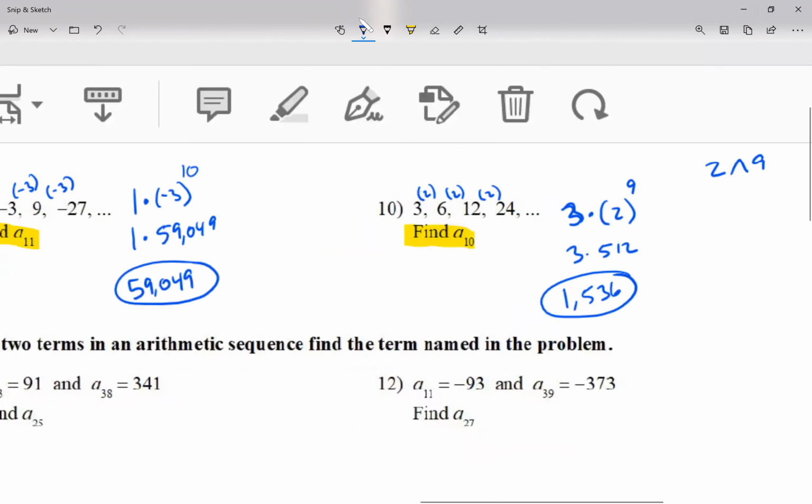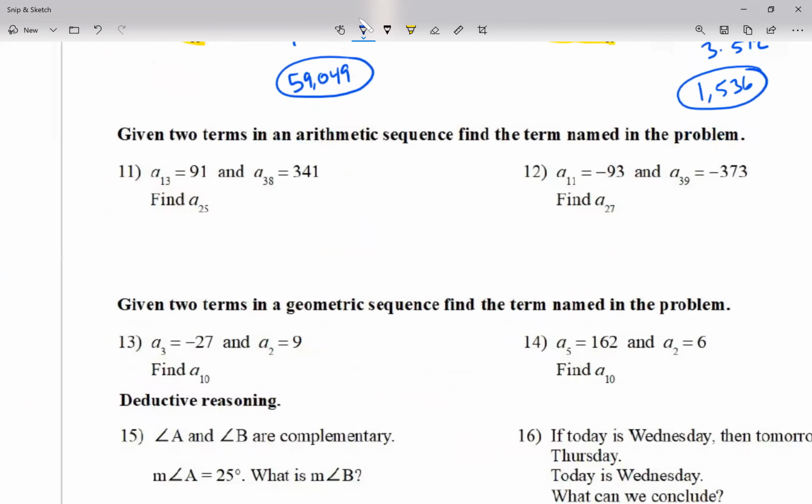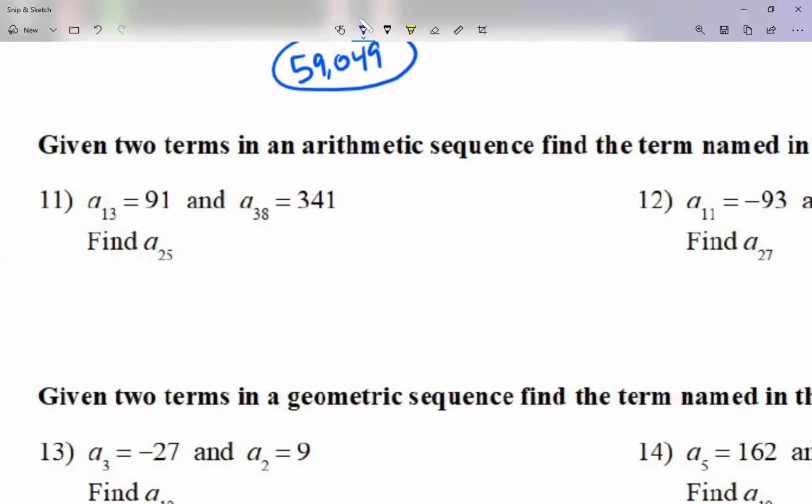Now let's make this a little more challenging. I'm going to give you 2 random numbers on the list. I'm going to give you the 13th number on my list and my 38th number on the list. And I want you to find the 25th number on the list.